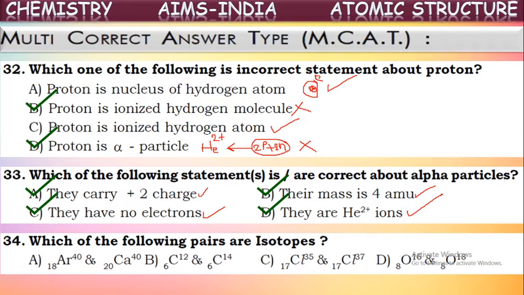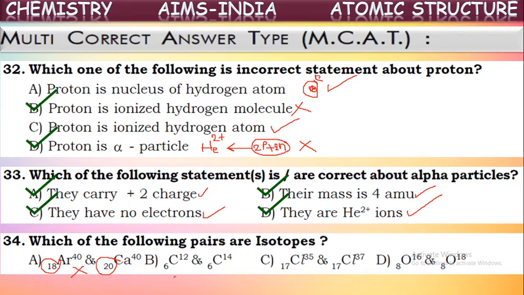So see here in the given options, which are having the same number of protons or same atomic number with different mass numbers. Identify them, they will come under isotopes. See, first option, argon and calcium are given. Atomic number of argon is 18, atomic number of calcium is 20. So these two are having different atomic numbers, so they won't come under isotopic pair.